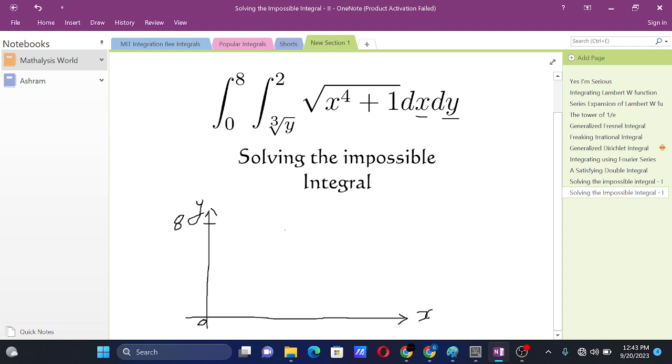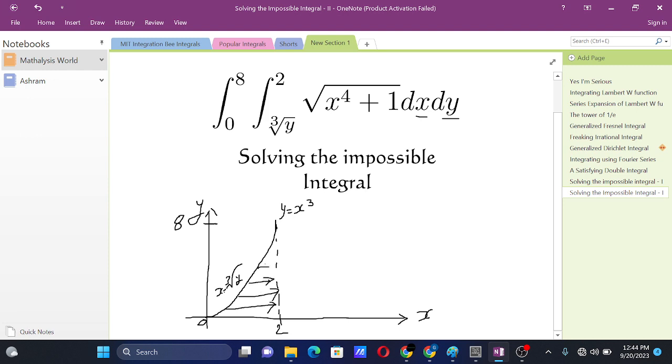So we are running from x equals cube root of y, that means y equals x cube. So y equals x cube is something like this. Corresponding to 8 we have a value 2 over here. The x values are running from cube root of y to 2. So for a y value, the cube root of y will lie here, since this is x equals cube root of y. So for every value of y, x goes from cube root of y to 2.